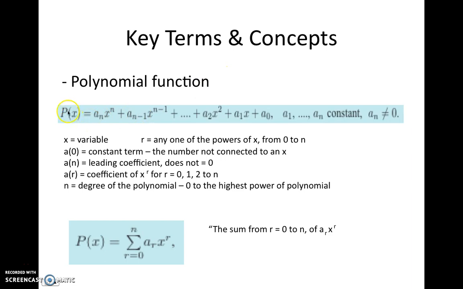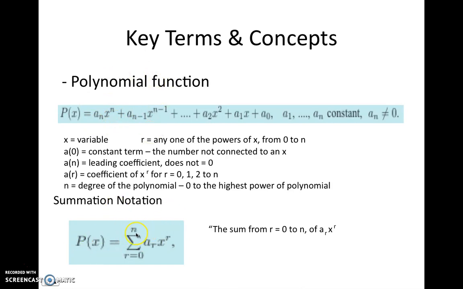Polynomial function. When it's in its expanded form, it looks like this, and when it's in summation notation, it looks like this. x can be any variable. r, not shown here, can be any one of the powers of x from 0 to n, where n is the highest exponent of x. And a is the coefficient of x, unless it's a_n, in which case it does not have an x value because x will be to the power of 0.